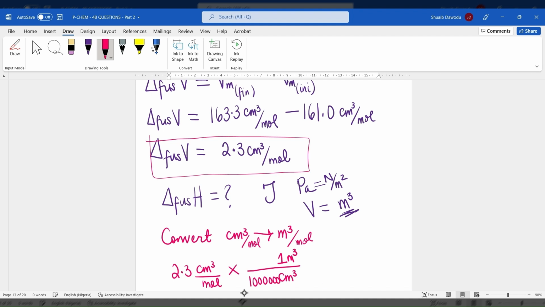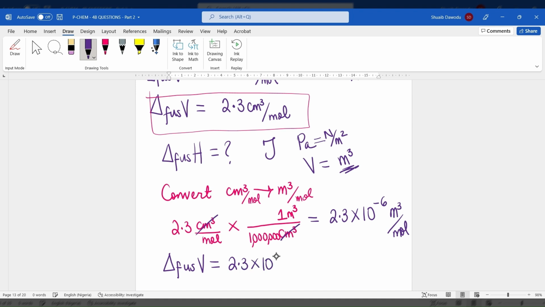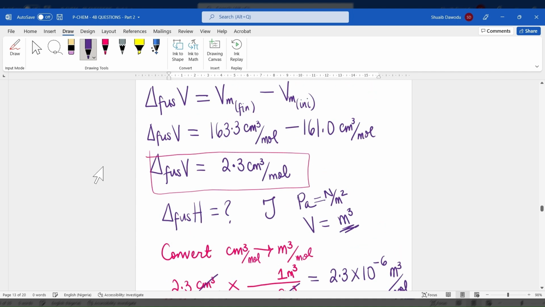So this is it. 1 meter cube will give you 1 million centimeter cube. You can cancel out the centimeter cube. So this is going to be 2.3 times 10 raised to the power of negative 6 meter cube per mole. So this is it right here. So the change in molar volume of fusion is going to be 2.3 times 10 raised to the power of negative 6 meter cube per mole. So that's it. So now we have that.